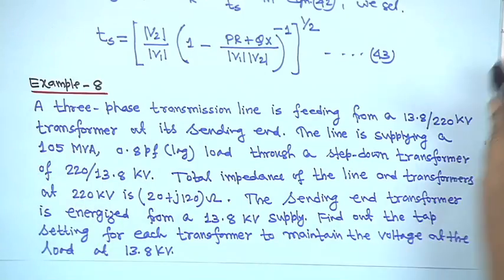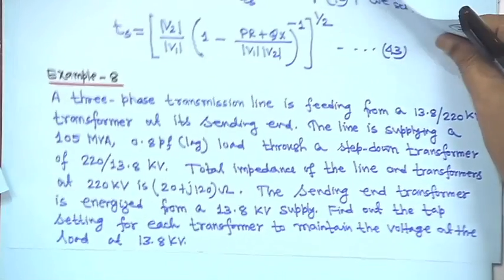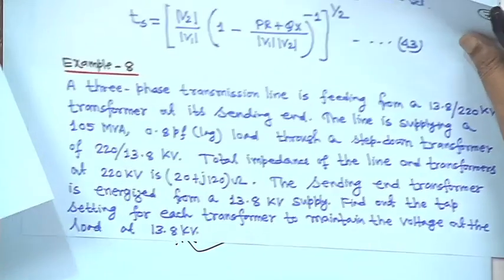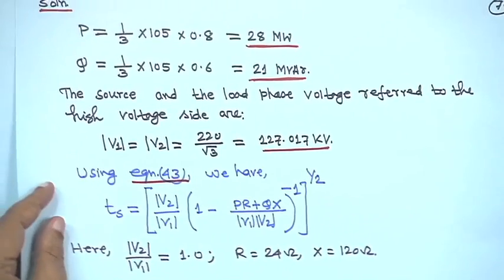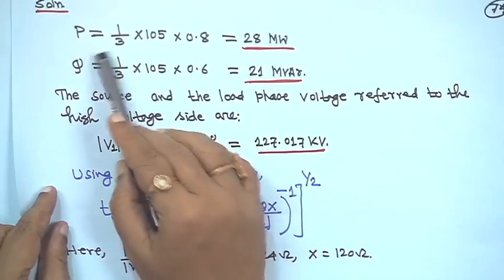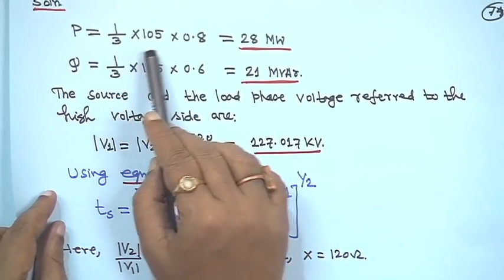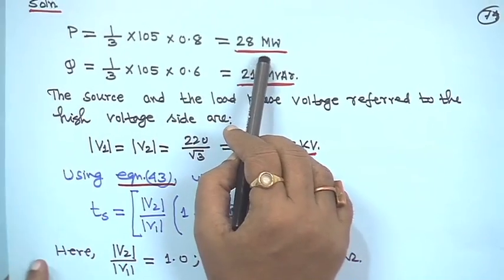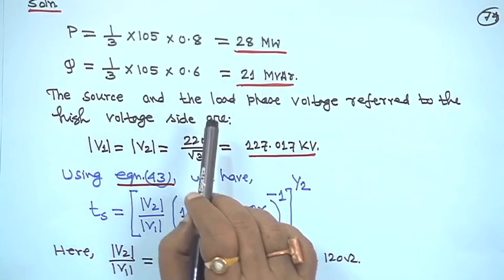Now, this is a simple problem. The line is supplying 105 MVA at 0.8 power factor lag. So, it is 3-phase, and P is equal to 1 upon 3 into 105 multiplied by power factor 0.8. So, it is 28 megawatt.